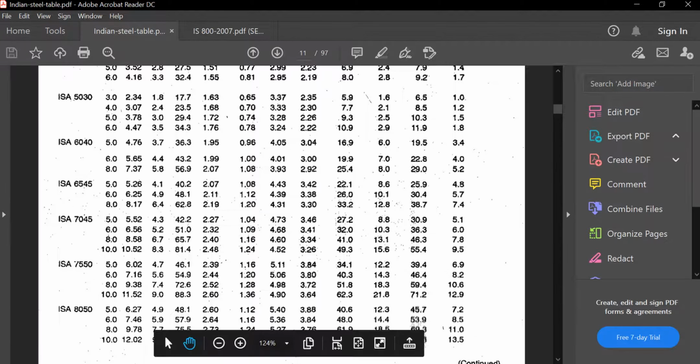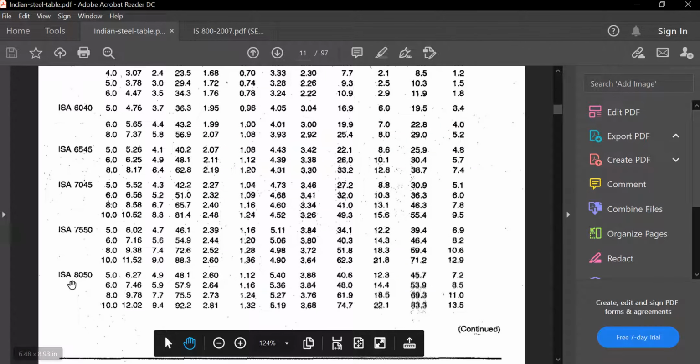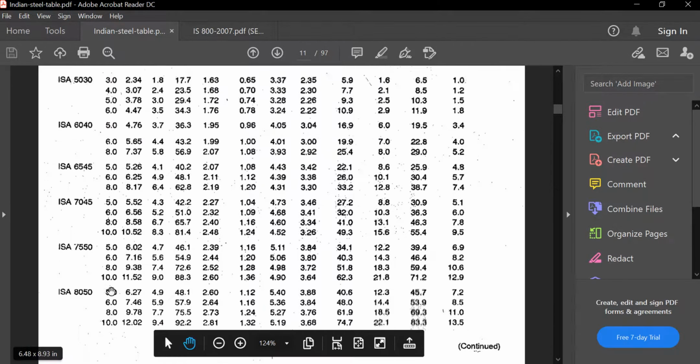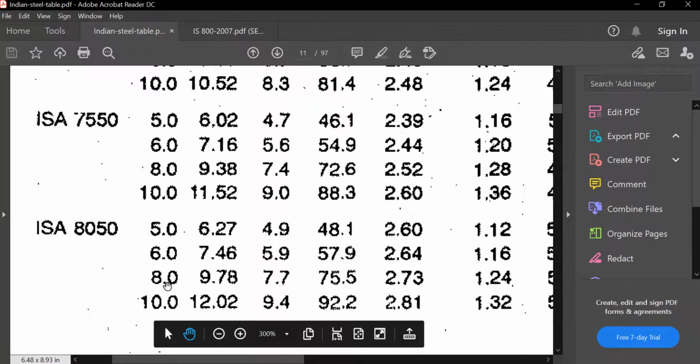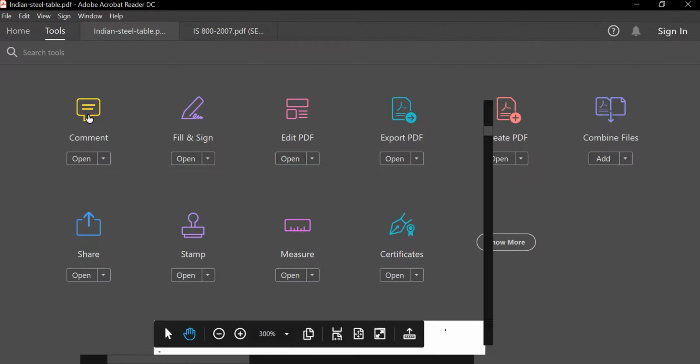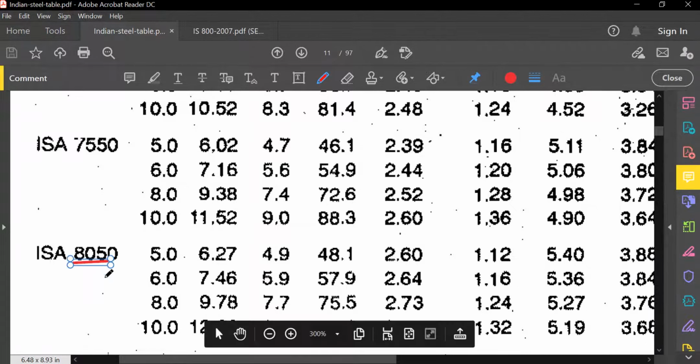Ours is 80 by 50, which means here it is 80 by 50, and for the thickness, see here, there is IS angle 80 by 50 with thickness 5 mm, 6 mm. Can you see this? 5 mm, 6 mm, 8 mm, 10 mm. Ours is IS angle 80 by 50 and 8 mm. 80 by 50, 8 mm, isn't it?